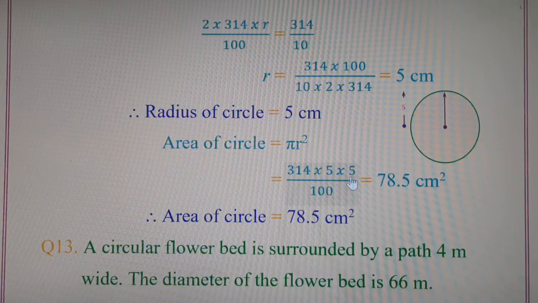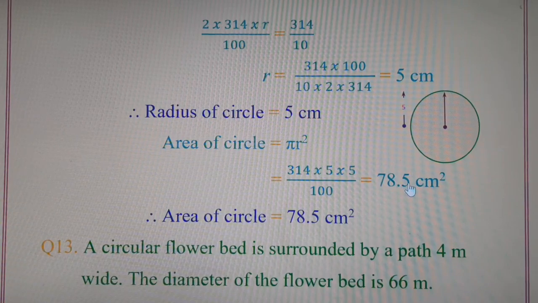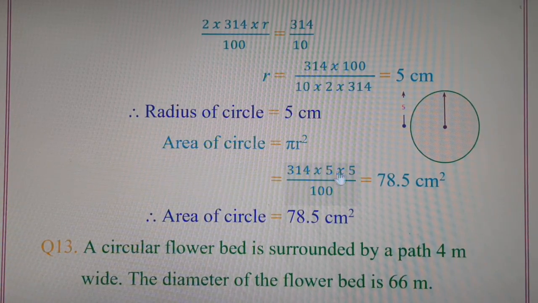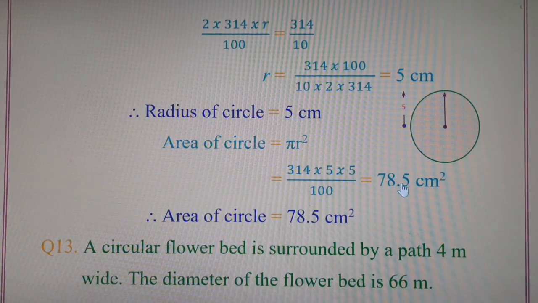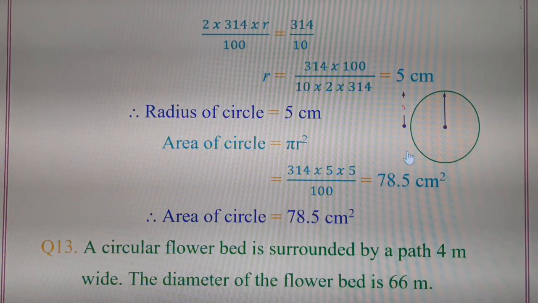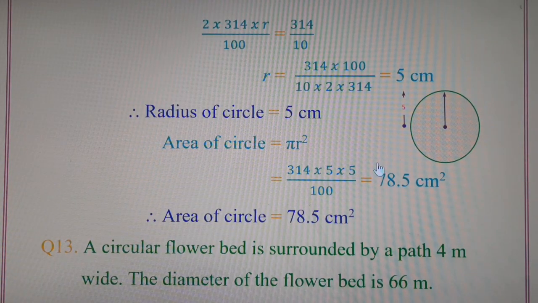When we solve this further, we'll get the answer as 78.5. That means this 100 is kept as it is and we have to multiply only the numerator. 314 multiply by 25. 25 why? Because 5 multiplied by 5 is 25. And 25 into 314, the answer will be 7850. 7850 upon 100 will be our answer. So in the numerator we'll get 7850, and in the denominator there will be 100.